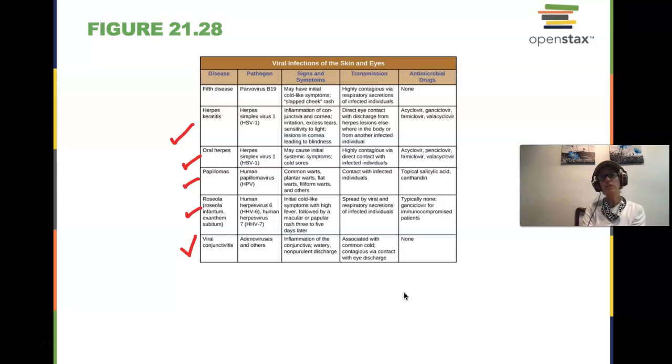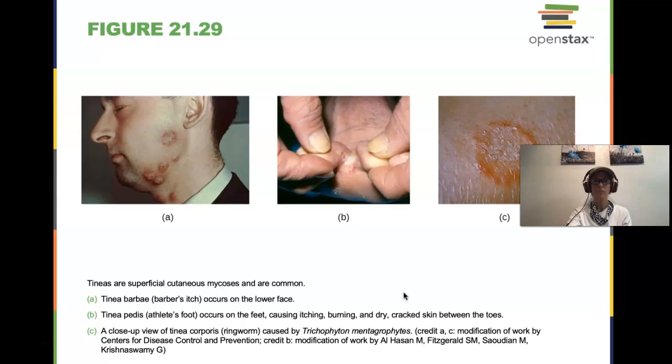So there's our viral infections of the skin and eyes with the diseases you need to know, what causes them, signs, symptoms, etc. This is the time to make flashcards or go into Quizlet and create electronic flashcards that can be shared with your classmates. It's just a lot of information, but if you create those flashcards, you can make the connections.